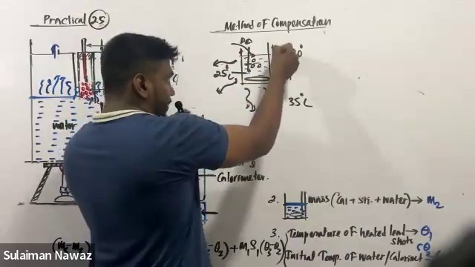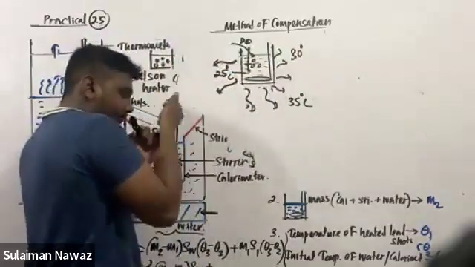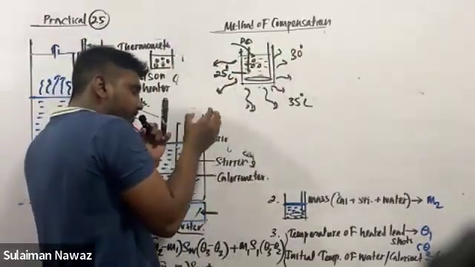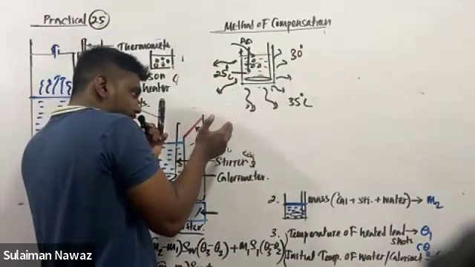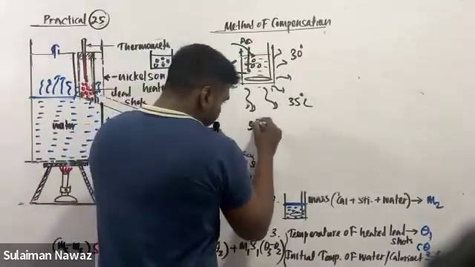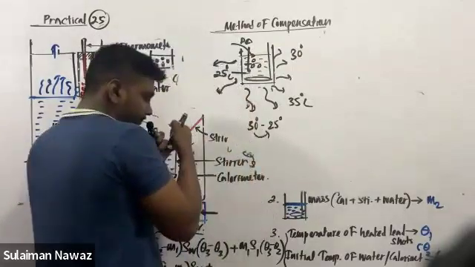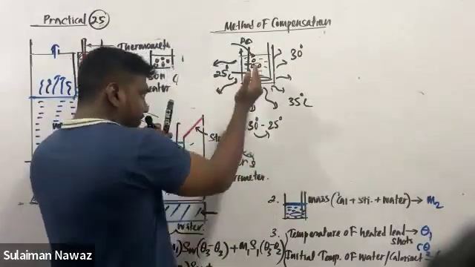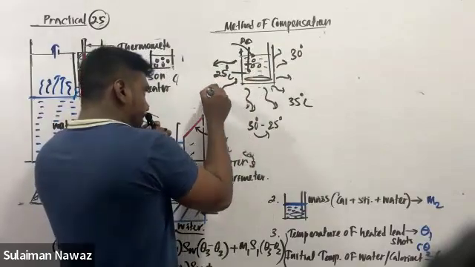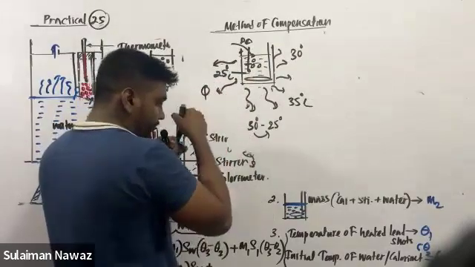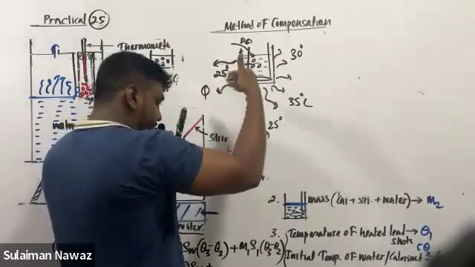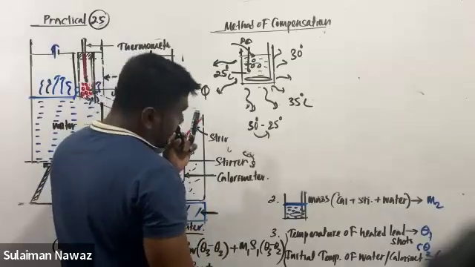Okay, let's say the calorimeter initially has water at 30 degrees Celsius, and you reduce it to 25 degrees Celsius. When you reduce it to 25 degrees Celsius, what will happen? Heat is released to the surrounding. So that heat, I say, is Q. Then you are adding lead shots.